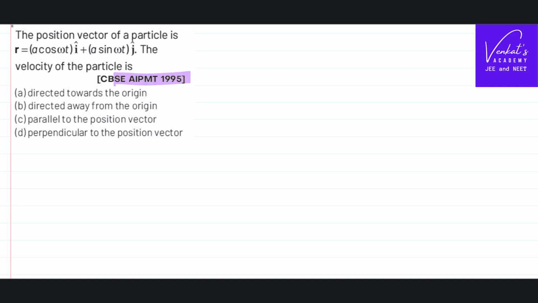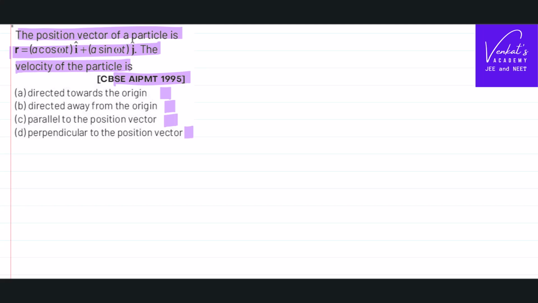Here we are handling an old IIT question. The problem is from two-dimensional motion. The position vector of a particle is given as r equal to a cos omega t and a sin omega t. Then how is the velocity of the particle? Is it directed towards the origin, away from the origin, parallel to the position vector or perpendicular to the position vector?